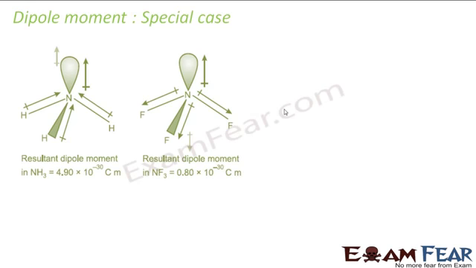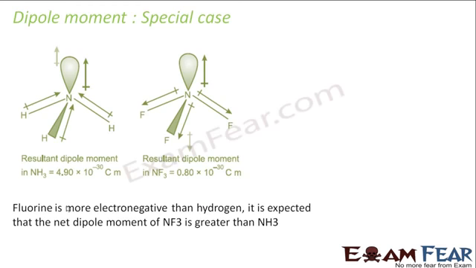So there are some special cases here. This is NH3 and this is NF3. Now fluorine is more electronegative than hydrogen, so this guy has a lot of negative charge. But in this case, nitrogen will get negative charge. Why? Because nitrogen is more electronegative than hydrogen. The one which is more electronegative will get a negative charge. So in this case, this is negative, right?